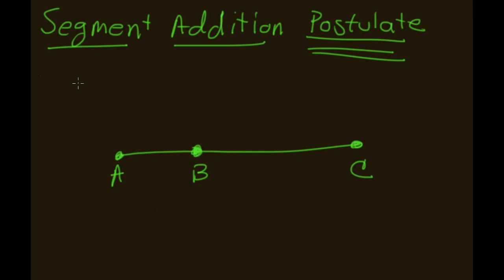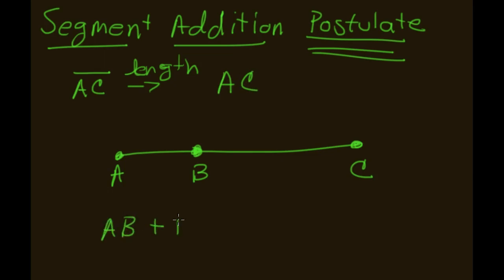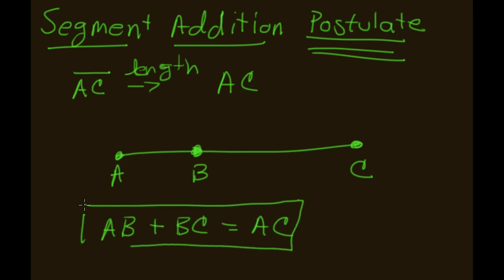Then the following statement is true. So note, let's get something straight here. If I have segment AC, the length of that segment is just AC, no bar. Bar is an object. This is a segment. No bar is a number. It's its length. So we can say that the length from A to B plus the length from B to C is equal to the length from A to C. So this is what we mean by the segment addition postulate.